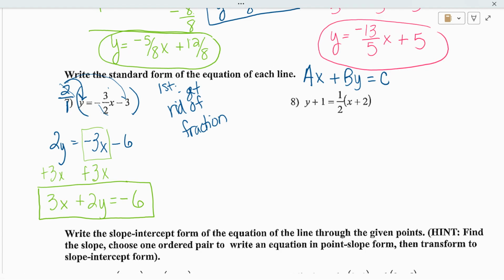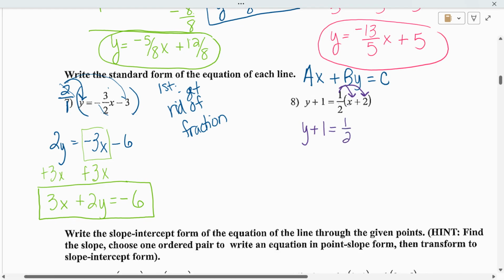This is just like the first one that we did in our notes, because before I get rid of the fraction, I have to do what? I got to get rid of that parenthesis, and I do that by distributing. So y plus 1 equals 1/2 times x is just 1/2 x, and half of 2 is 1. Now I need to get rid of those fractions. What am I going to multiply by? The denominator, which is 2. Yes, you guys are awesome.